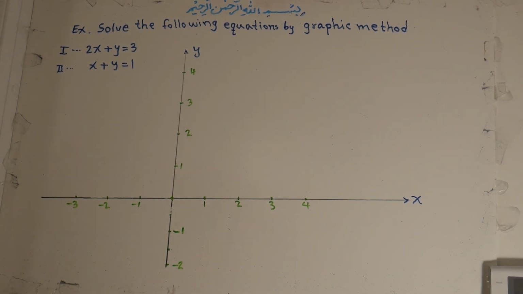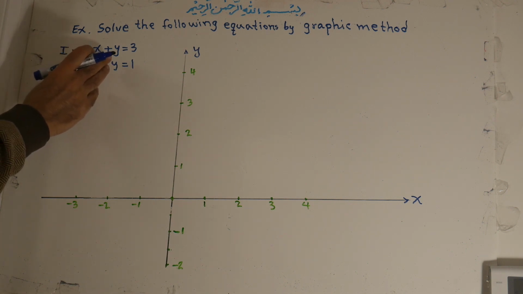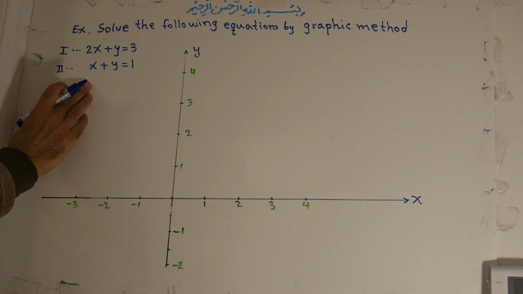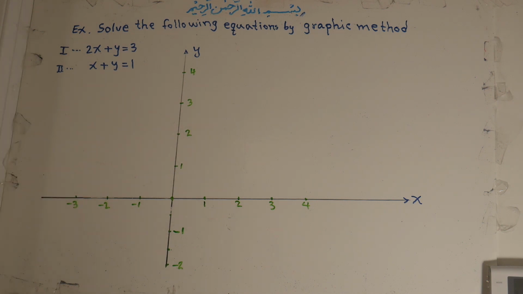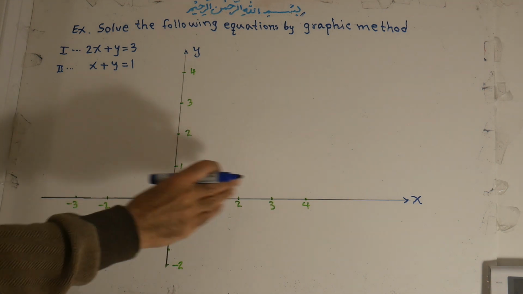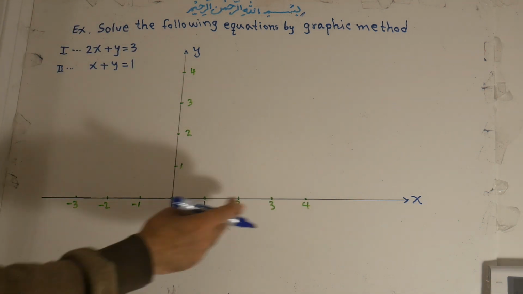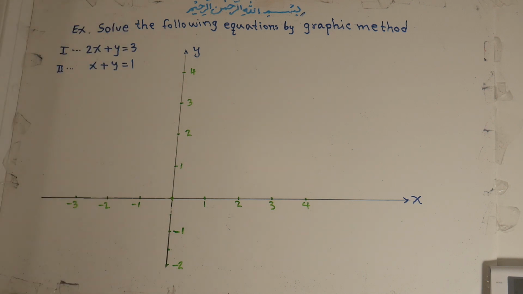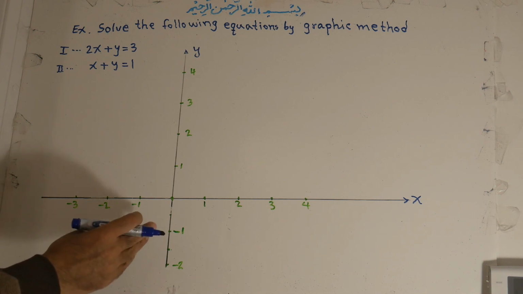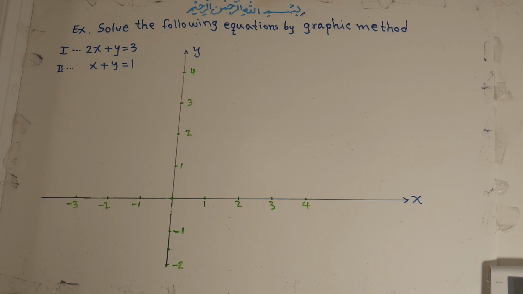Example: solve the following equations by graphic method. Equation number 1 is 2x plus y is equal to 3, and equation number 2 is x plus y is equal to 1. Again, we draw the xy coordinate. The horizontal line is the x-axis, the vertical line is the y-axis, the right side is positive numbers, left side negative, upper side is positive y, and lower side is negative y.